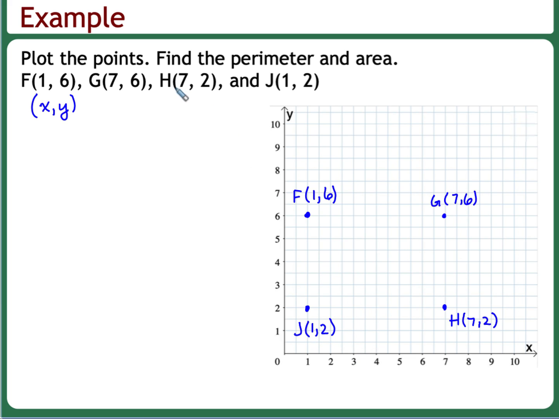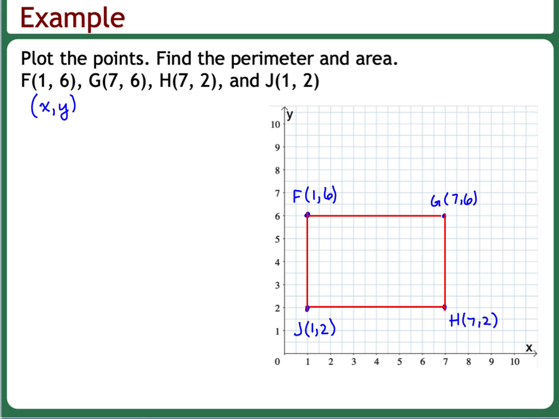All right, now you can see that this does create a polygon, a specific polygon. This one is a rectangle. So let me go ahead and connect these to make our rectangle. All right, now we're asked to find the perimeter and the area of this.